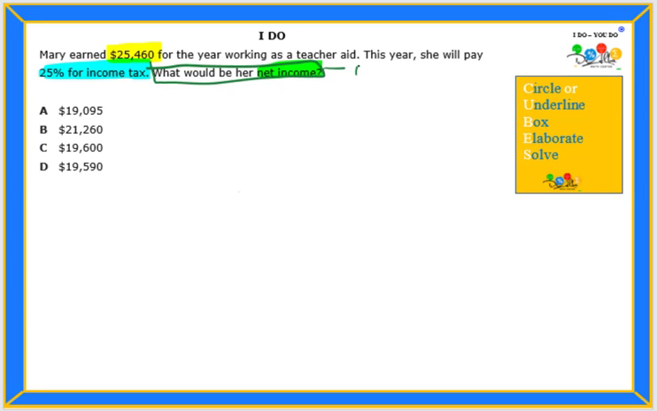Remember that the net income is the money that she has left after taxes. So we're going to take her income, her gross income, which they gave us, and then subtract whatever we figure out for the taxes.